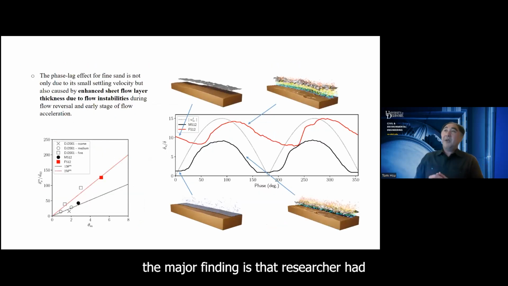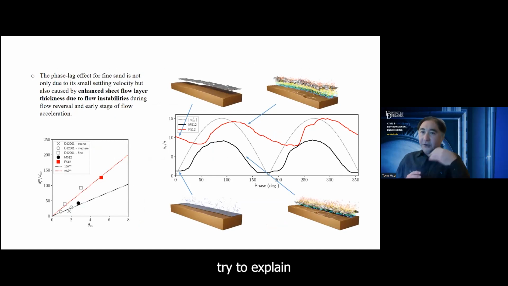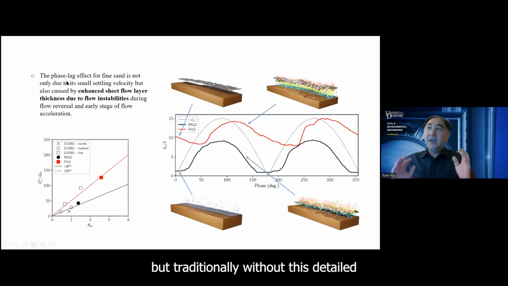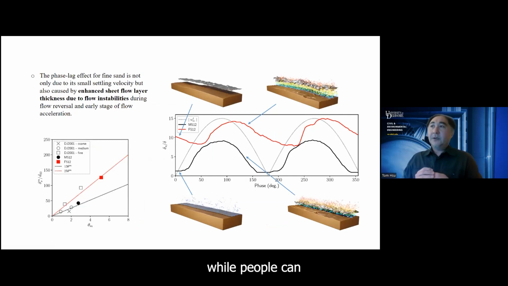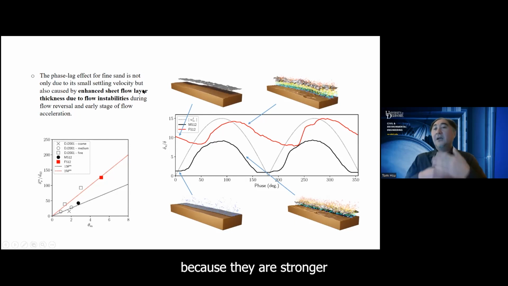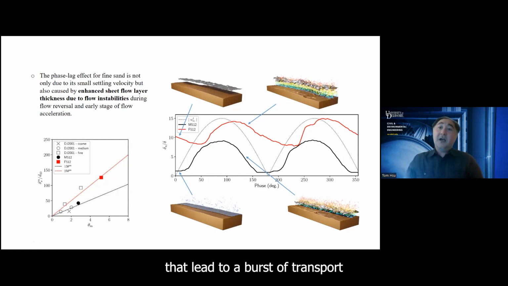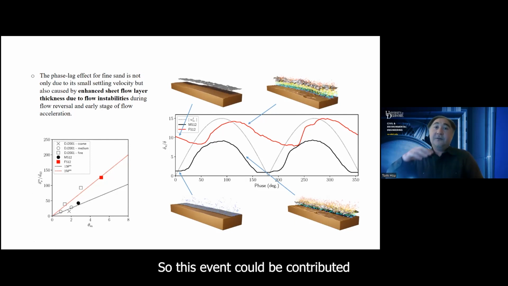So in summary, the major finding is that researchers have tried to explain this unique feature of fine sand, and as I said, they call it the phase lag effect. But traditionally, without this detailed numerical simulation, what people can recognize is just that fine sand has a smaller settling velocity, and therefore there's a stronger phase lag effect. But what we really see is that it's not just because of their small settling velocity, but also because there's stronger sediment turbulence interaction that generates flow instabilities during the flow reversal and the acceleration phase, which lead to a burst of transport that further causes a phase lag effect, right?